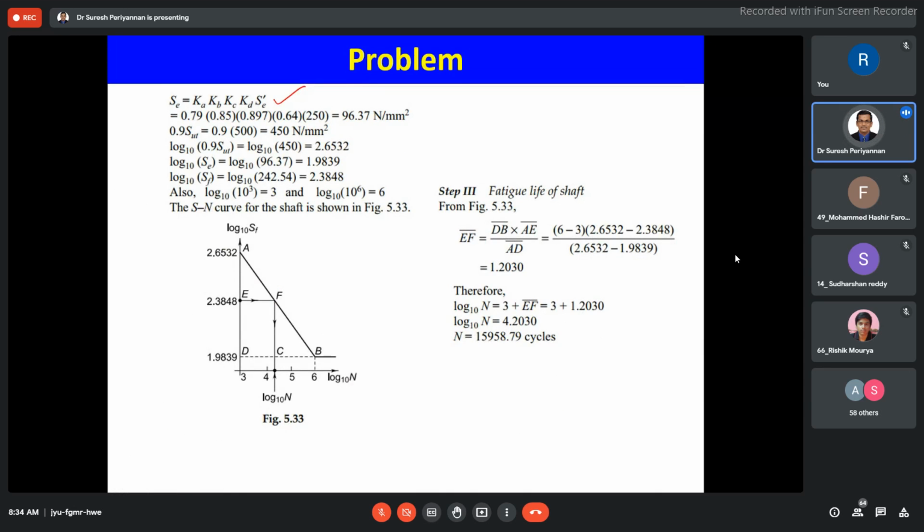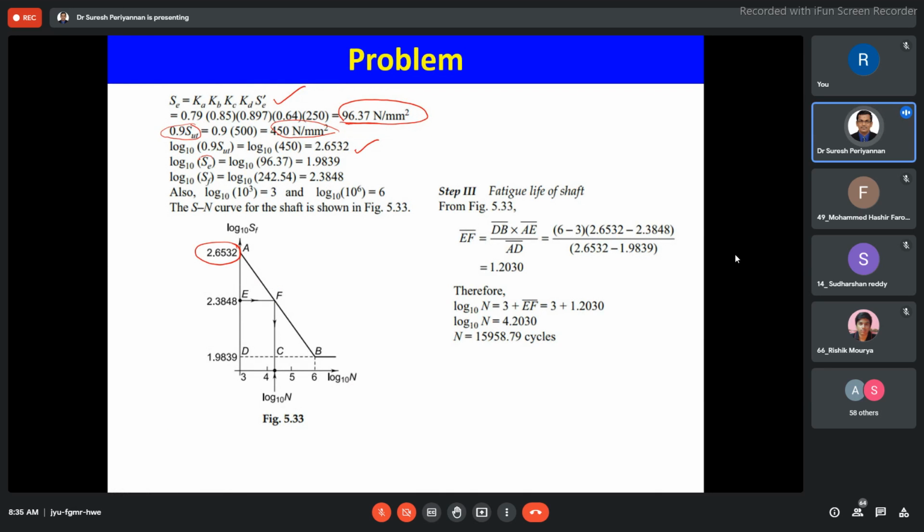It's on the right-hand side. Finally, the endurance limit strength is 96.637 Newton per mm square. Then we know the ultimate strength, 0.9 Sut, is 450 Newton per mm square. This is the maximum limit on the ordinate, that is the vertical axis. Then you convert it into log scale, 2.6532, and log 10 Sf. Here this is our endurance limit strength.